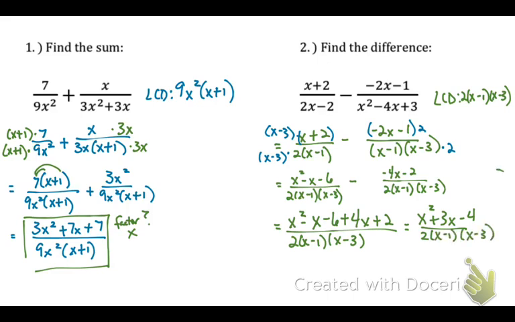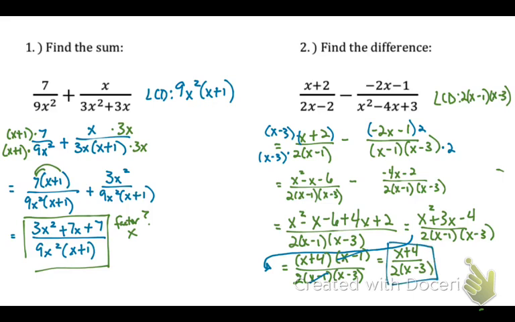I asked myself, can my numerator factor? And yes, it can. I can multiply x plus 4 times x minus 1 to get that numerator, all over my common denominator. Now I can divide out my x minus 1s. And there is my final answer. All right, let's keep going.